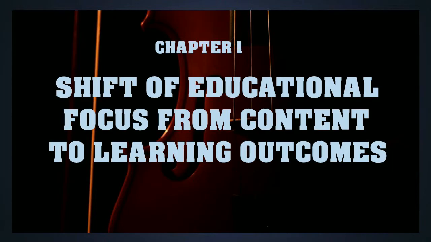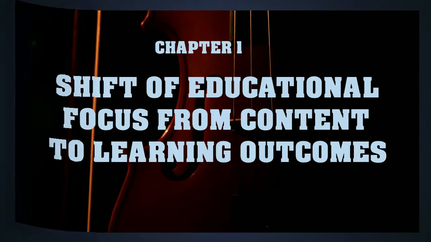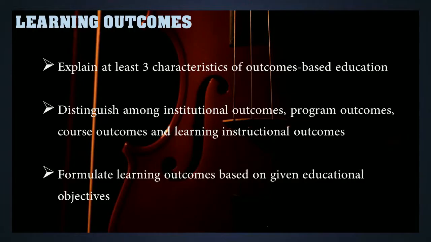Chapter 1 is all about the shift of educational focus from content to learning outcomes. The learning outcomes of this chapter are: students will be able to explain at least 3 characteristics of outcomes-based education.